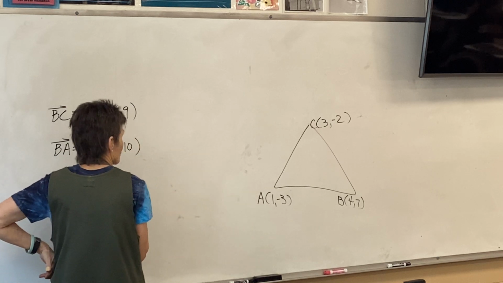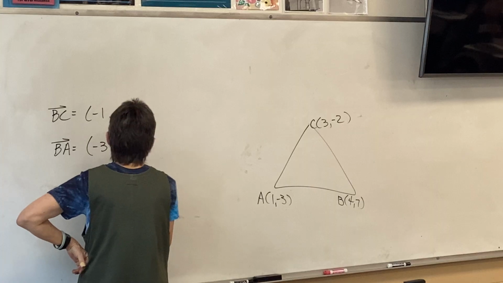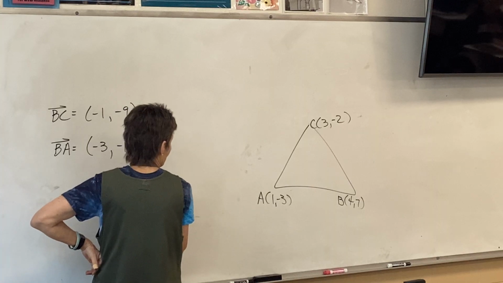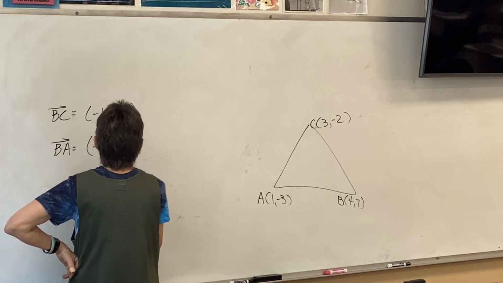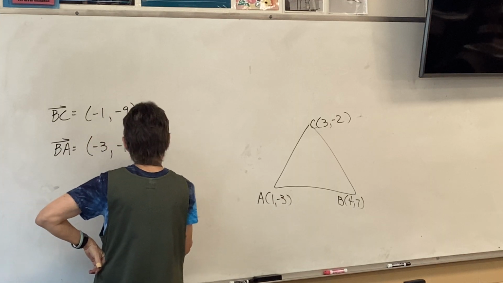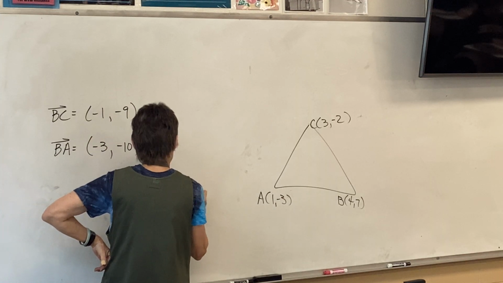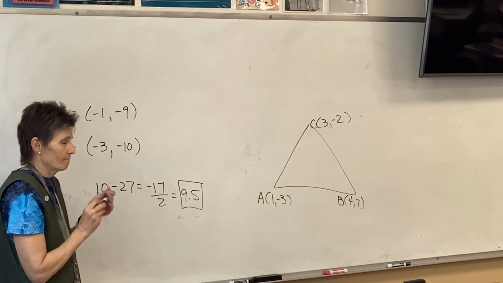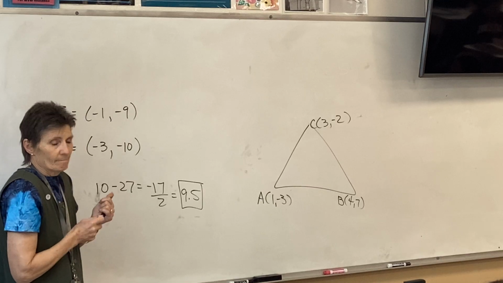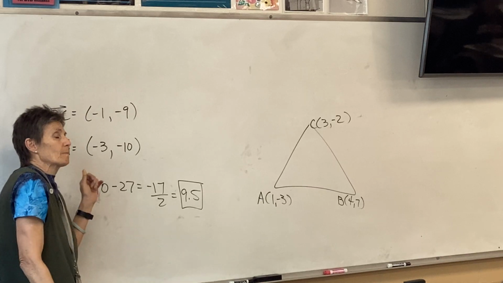Wait. Might have done my stuff wrong. Seventeen over two. Whoa. My answer's low. I got a little fraction action. Yeah, I got that. I just rounded. That's what I got.